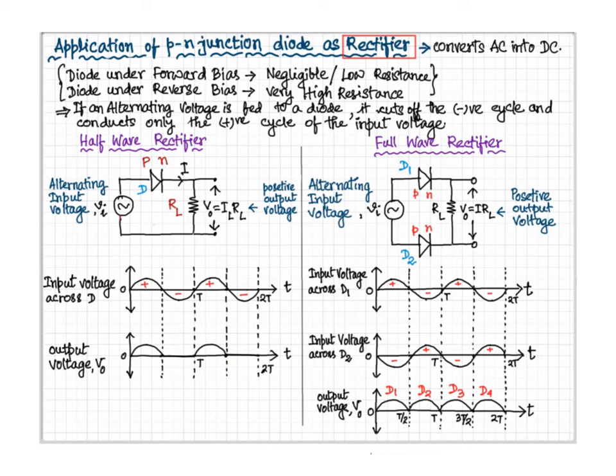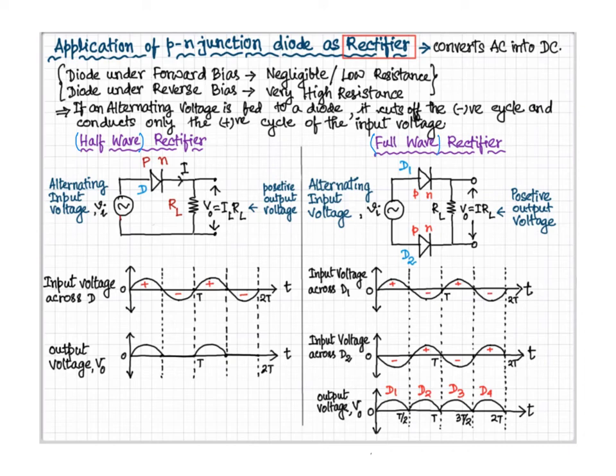So if an alternating voltage is given to the diode, it cuts off the negative cycle of the input voltage and only conducts the positive cycle of the input voltage. We will use this principle as rectifiers. We will see two types of rectifiers, which are half wave rectifier and full wave rectifier.